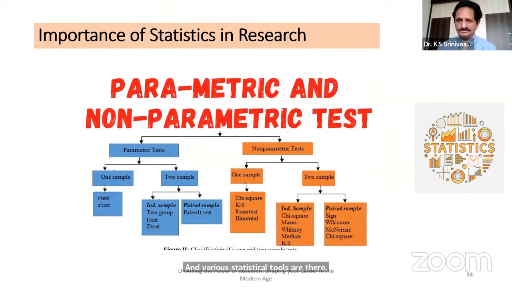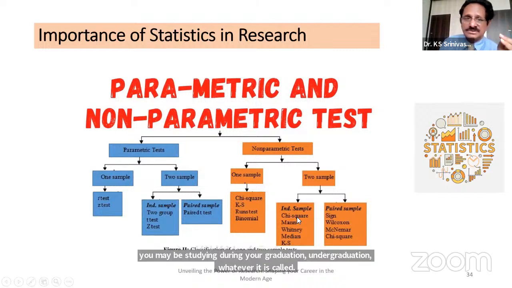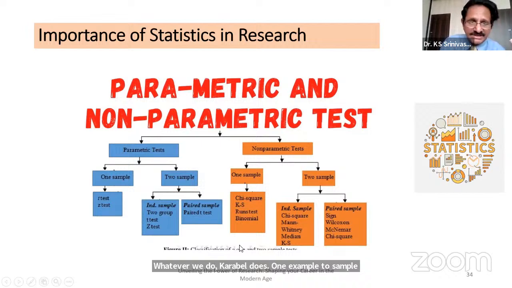You see here, if you can see the diagram, some of you may have studied this during your undergraduation, whatever it is called. Parametric test. Whatever we do, parametric test. One sample, two sample, for comparison purposes. More than two samples also there, I'll come to that. And T-test and Z-test, which you are studying somewhere else.